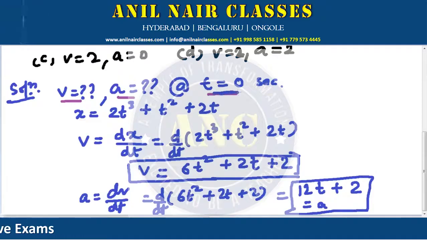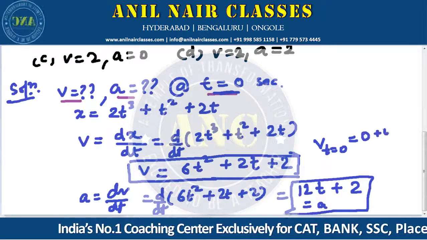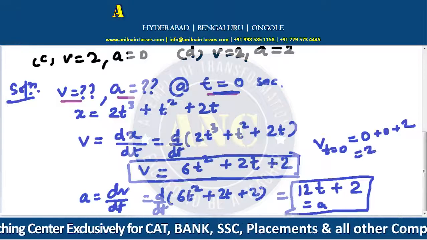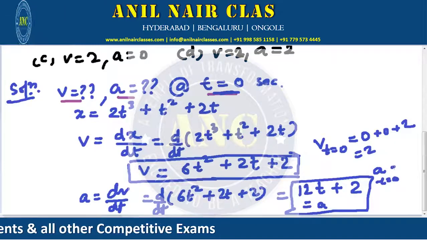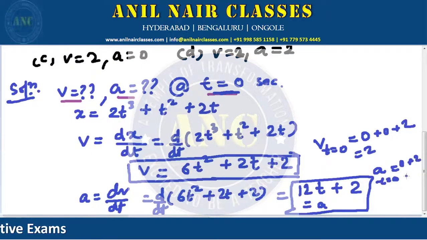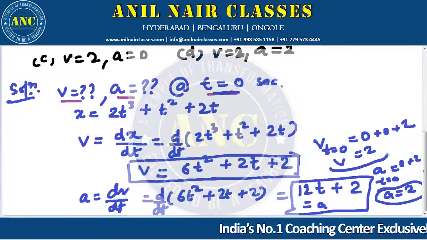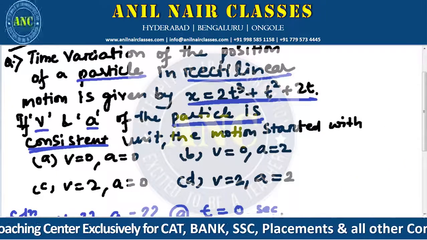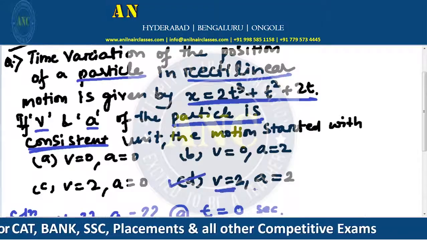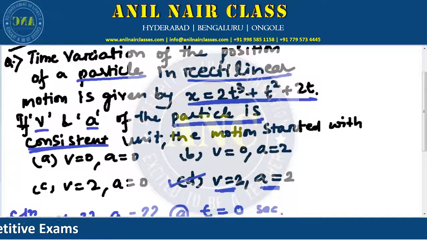But here we need to find v at t is equal to 0. In that case, put the value of t as 0. So 6t square is 0, 2t is 0, plus 2. We get 2. Similarly here for a, you put t is equal to 0. So 12 into 0 is 0, 0 plus 2. So here also we get 2. So the a value is how much? 2, and the v value is how much? 2. So which option can we see here? We find only one option, that is option D: v is equal to 2, a is equal to 2. That is how we can solve kinematics of particle.